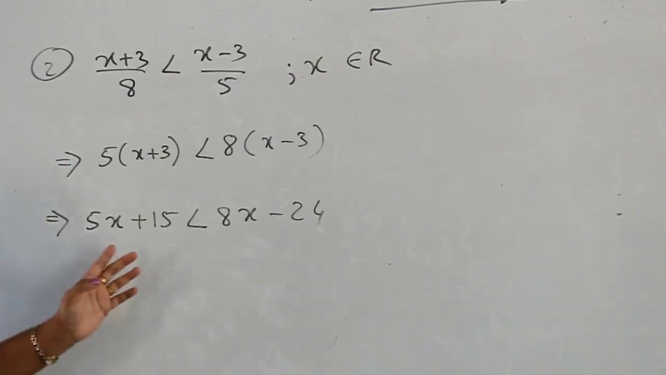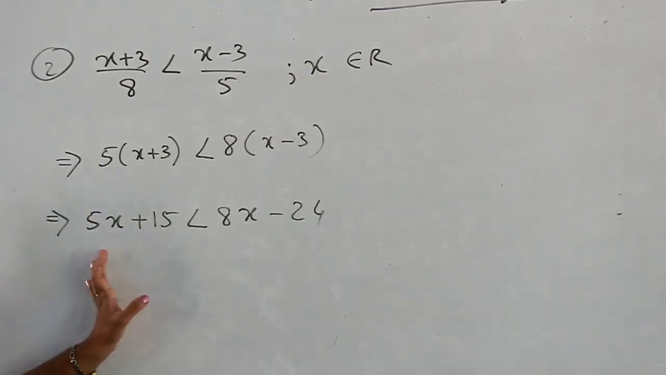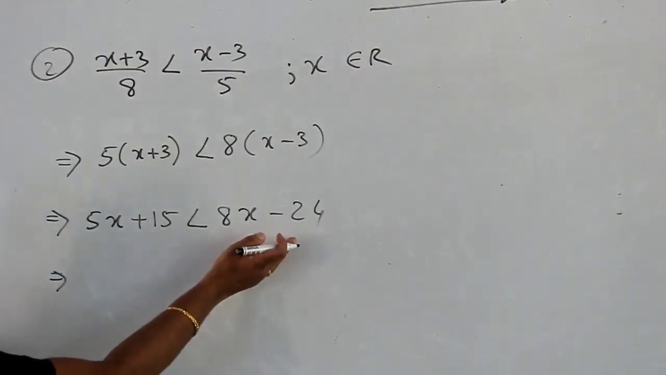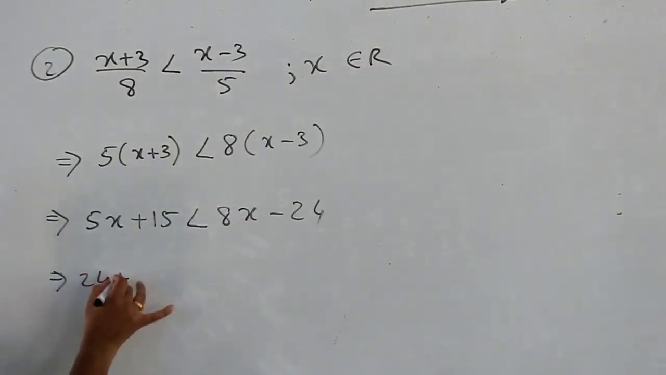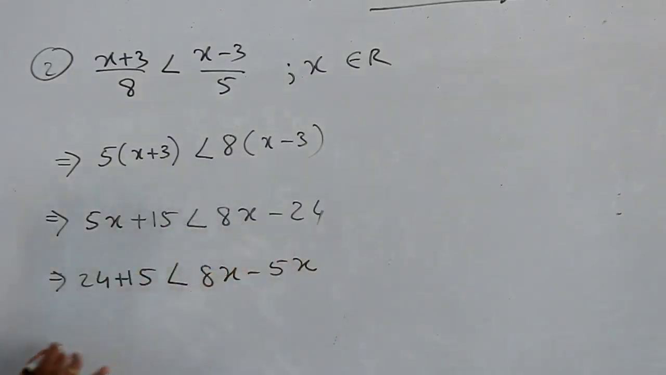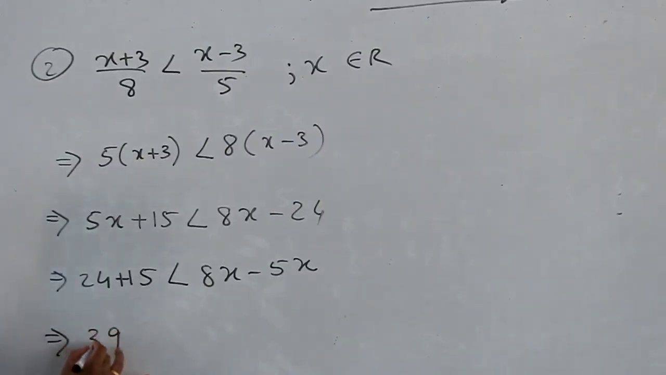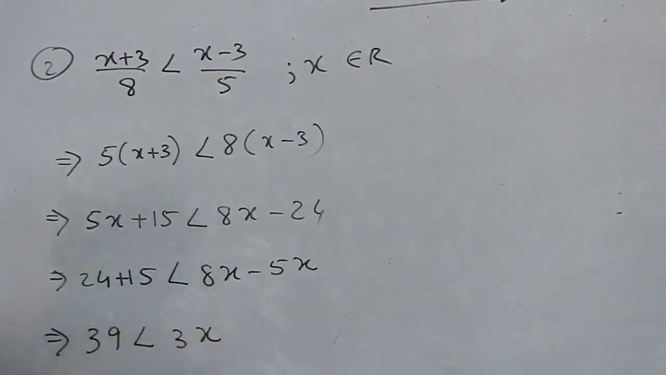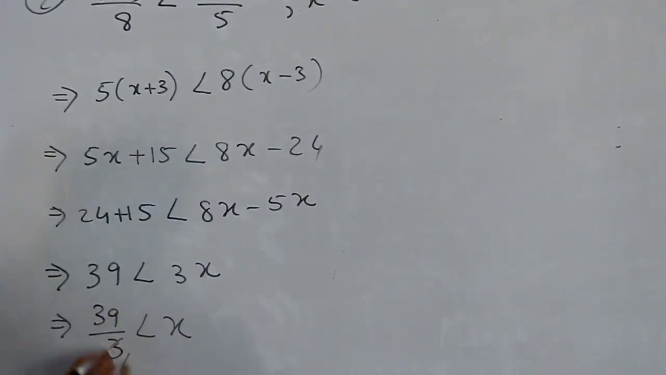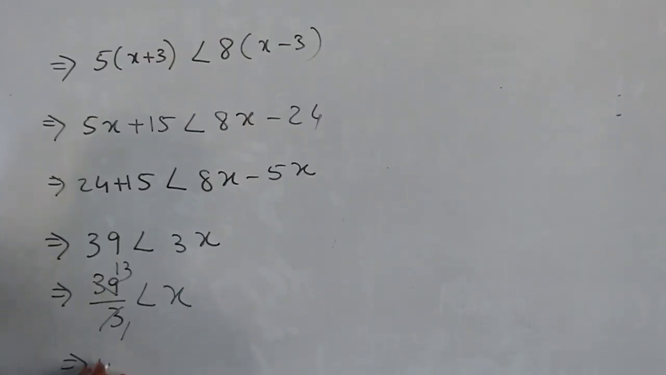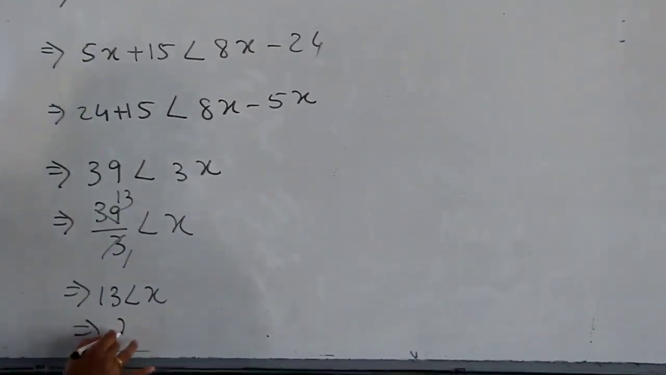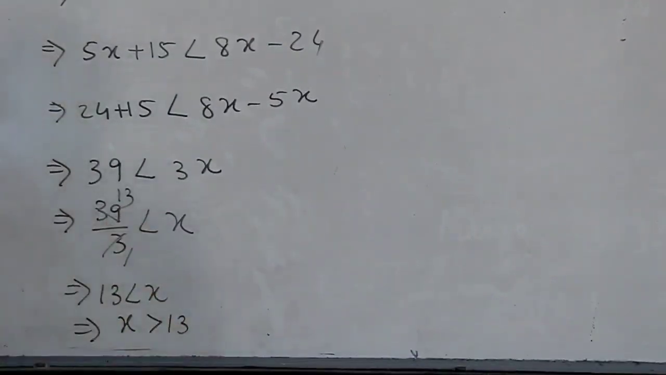Next we keep all the variables on one side and numbers on the other side. So here minus 24 is here. Then 24 plus 15 less than 8x minus 5x, which implies 39 less than 3x, which implies 39 by 3 less than x. So we can cancel it, which implies 13 less than x. So this one we can write as x greater than 13.